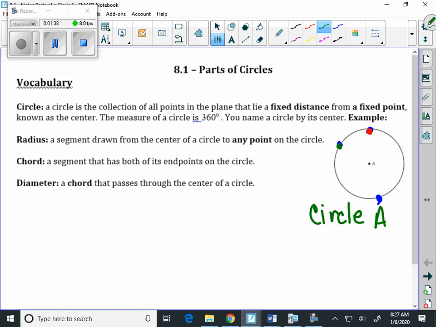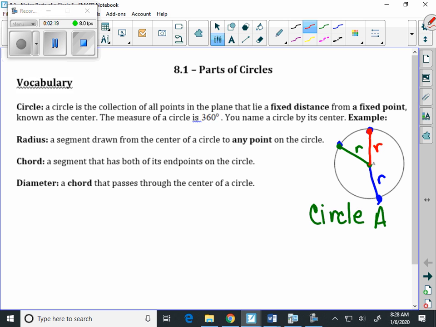Again, one that you should be familiar with is the radius. The radius is a segment drawn from the center of the circle to any point on the circle. So if we start with the blue from here to here, that's a radius, because we went from the center to a point on the circle. But we've got many radii, that's the plural for radius. There's another radius, and we can also do the red here, that is another radius. There are an infinite set of radii on the circle.